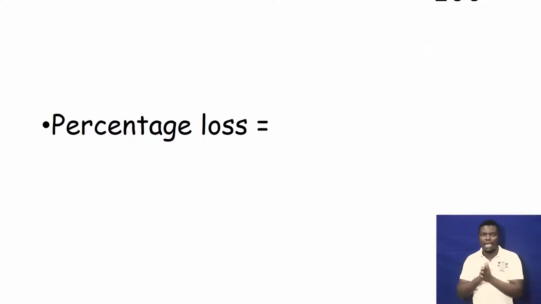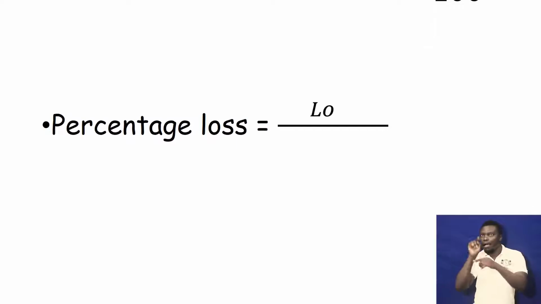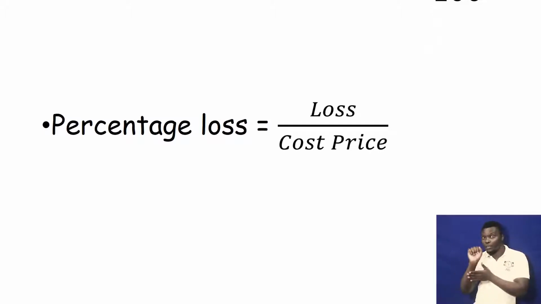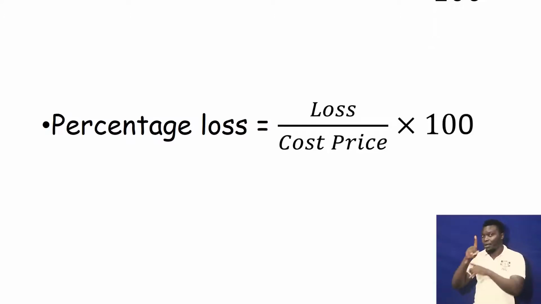The formula for calculating percentage loss is related to the formula for calculating percentage profit. The difference is that instead of profit, you use loss. Therefore, percentage loss is equal to loss divided by the cost price multiplied by 100. Now, we are going straight to calculations in this.